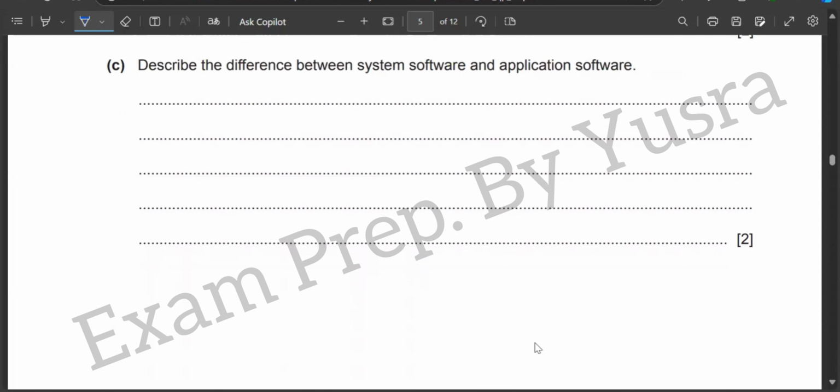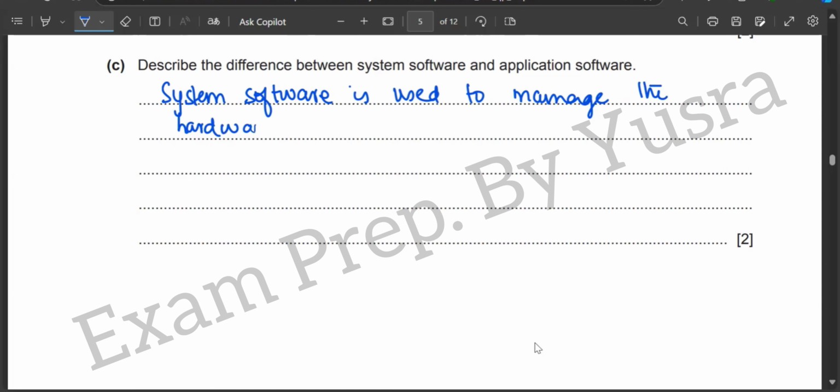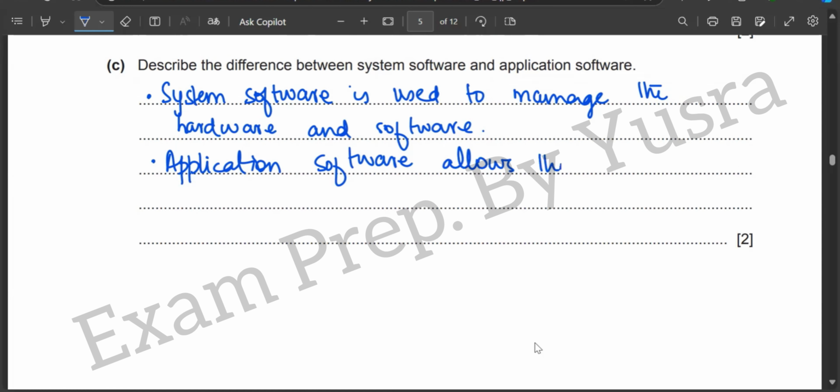Describe the difference between system software and application software. Okay, so system software is used to manage the hardware and software. The application software allows the user to perform the required tasks and functions.